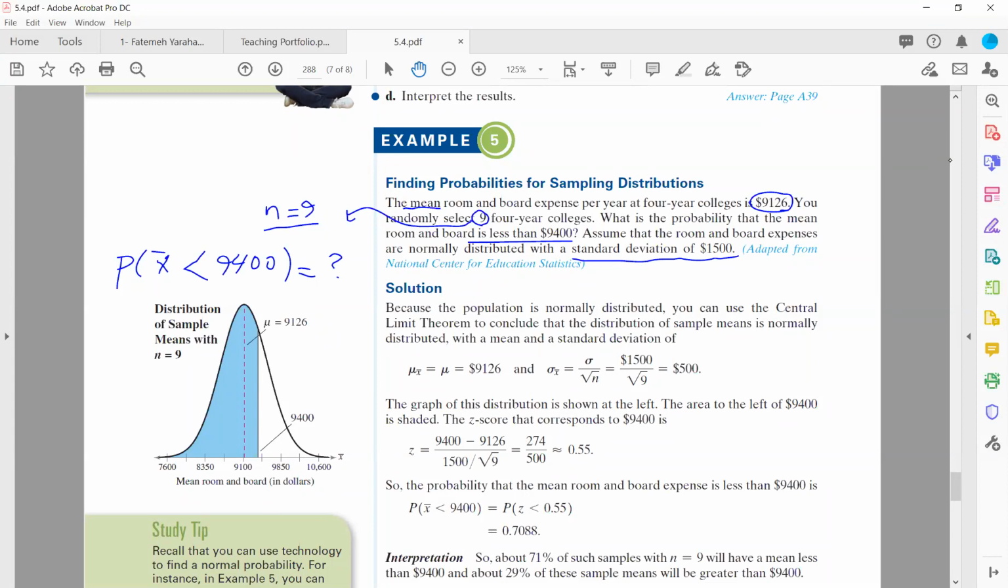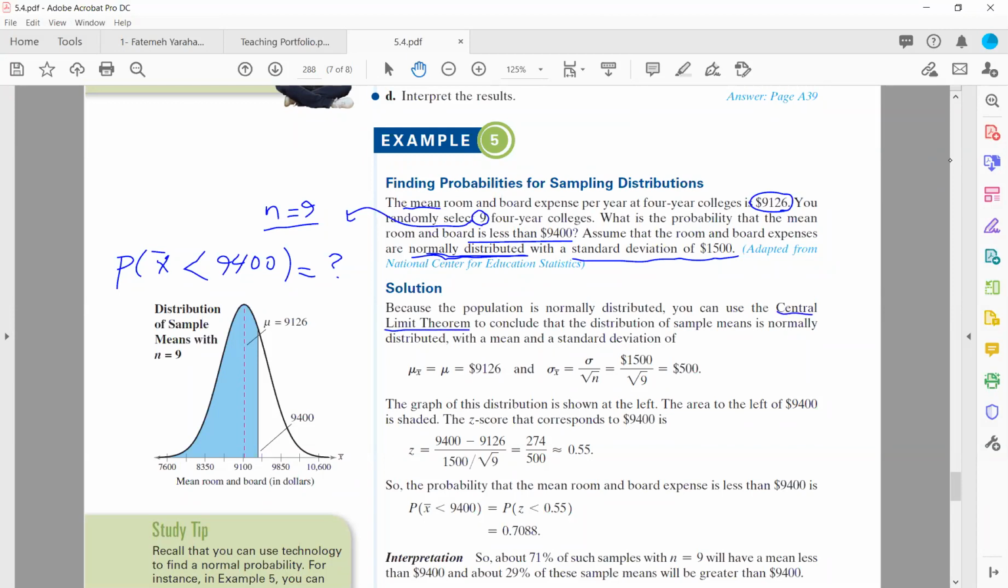In this question, we're looking for whether this is normally distributed or not. As you can see, the room and board expenses are normally distributed. So even though 9 is less than 30, that is not important. We can apply the central limit theorem.